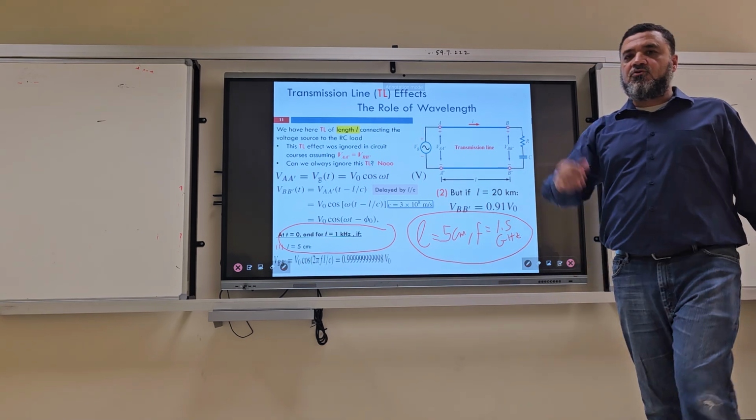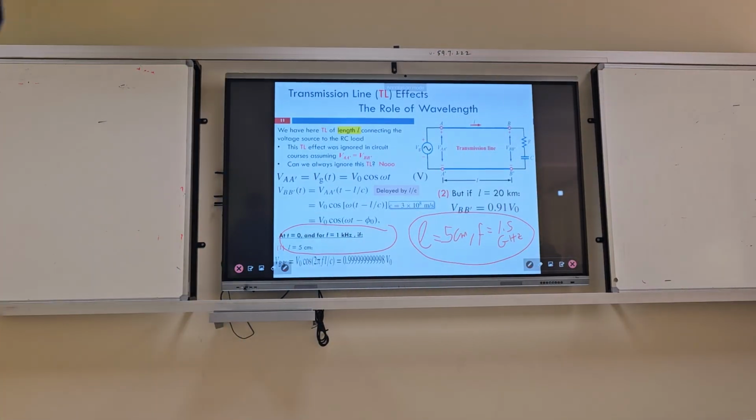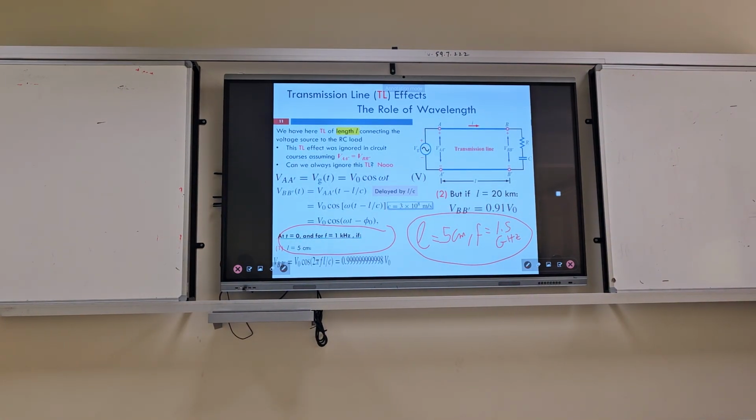Calculate, right. I told you to bring a calculator. Where is your calculator? I told you to bring a calculator. Whoever doesn't have one, I will mark you absent. Bring a calculator next time, inshallah.